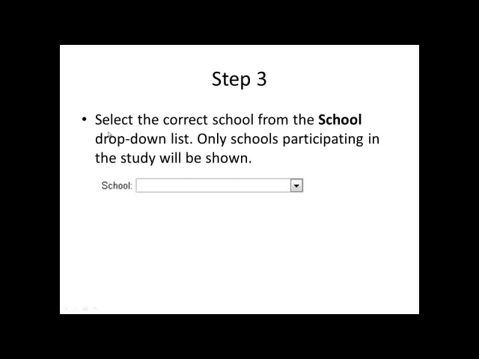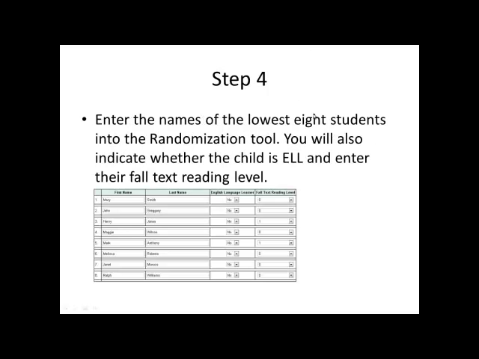Step 3, they will select the correct school from the school drop-down list, and only schools participating in the study will be shown here. For step 4, the teachers will enter the names of their lowest 8 students into the randomization tool.